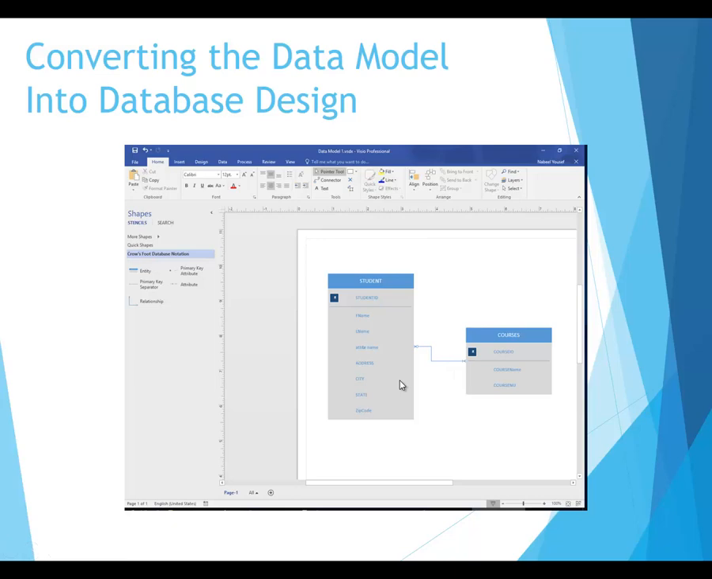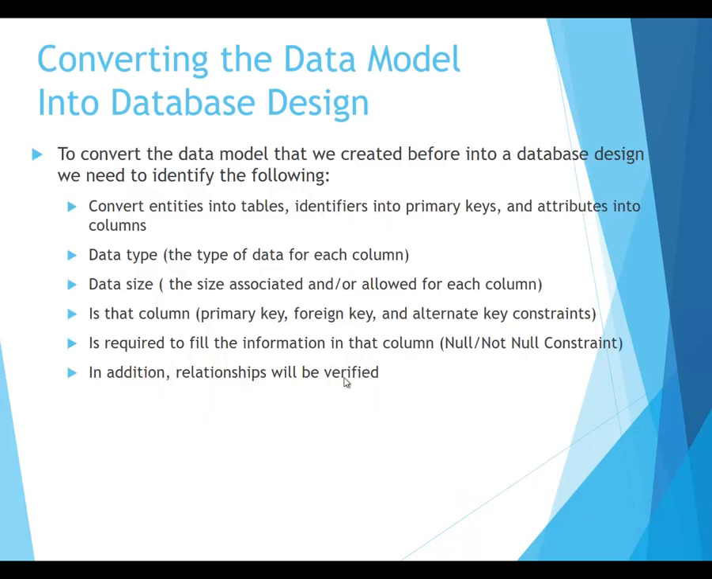To convert this into a database design, we need to do the following. First of all, we need to convert all entities into tables. So the entity into table, the identifier into primary key, and the attributes into columns. Data type should be added. So for each column, we need to know what data type that column will be. And then we need to know the data size for that column. Is that column primary key, foreign key, or alternate key? We need to identify those constraints for the different columns.